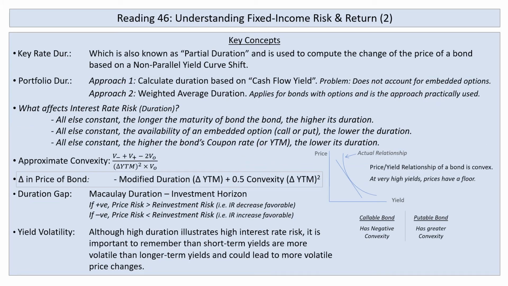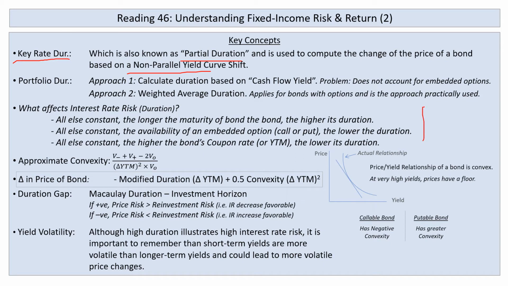So everything we did up to this point in terms of duration only works out for parallel yield curve shifts. However, what will happen if the shift is non-parallel? As we discussed earlier, if you have a non-parallel yield curve shift, you have to use the KRD, the key rate duration. Key rate duration is also known as partial duration. Well, how does it work out?